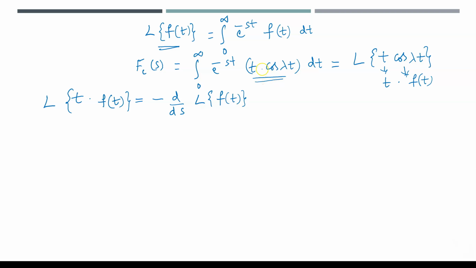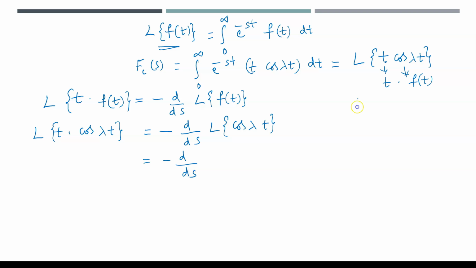In the first step we considered t cos lambda t together as f(t), but when we apply this formula, we have to consider the function except this t as f(t). Now the Laplace transform of t into cos lambda t equals minus d by ds of the Laplace transform of cos lambda t, that is minus d by ds of the Laplace transform of cos at, which equals s by s square plus a square.